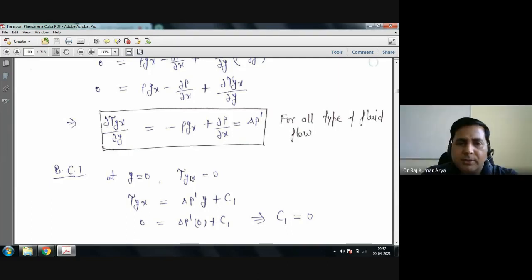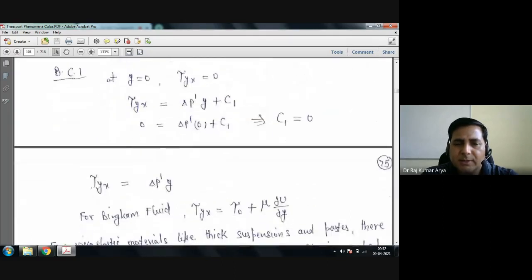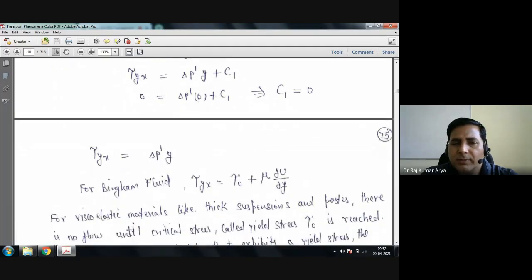So by doing this, if you solve this, you get tau yx equal to delta P dash times y, and you put the boundary condition here, and then you get your constant equal to 0. So this is your first condition. Now you have tau yx equal to delta P dash y. This is what will come. Now you have a Bingham fluid. So for Bingham fluid, you can write tau yx equal to tau naught plus mu du upon dy.